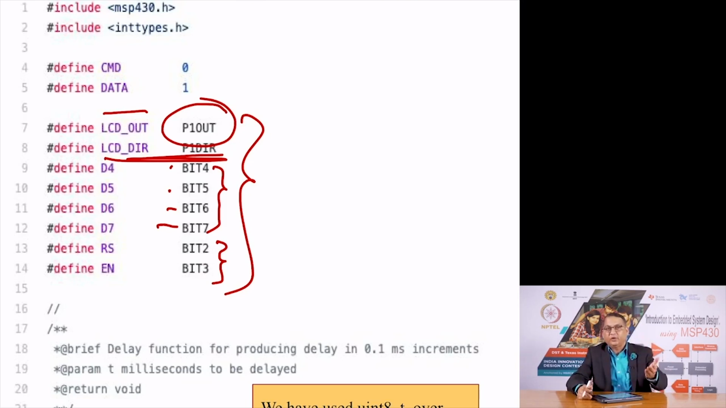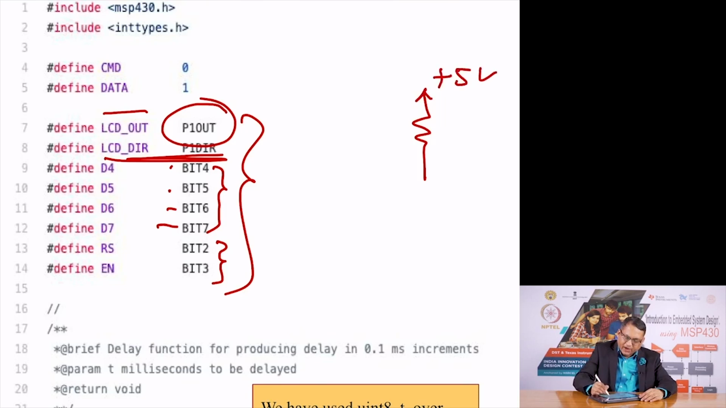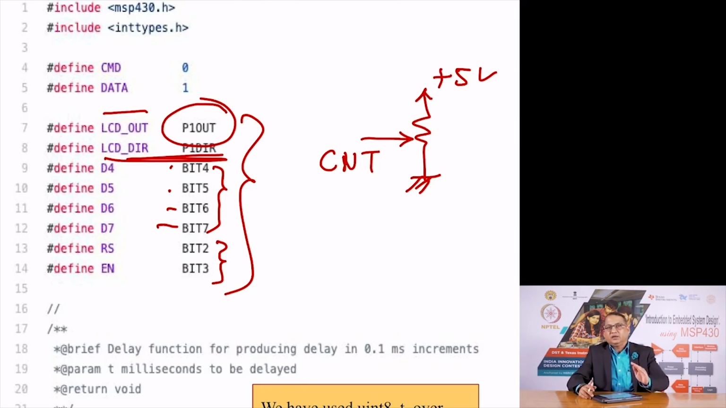You need to connect a potentiometer between VCC, that is plus 5 volt, and ground, and the center of the potentiometer or the preset you need to connect to the contrast pin of your LCD. Apart from that, these 4 data pins, the register select and enable pin, you need to connect to the port 1 pins, and the RW pin you need to connect to ground. So, once you make those connections on your LCD, which you can insert in your breadboard, you are ready to go. Let us see the main program.